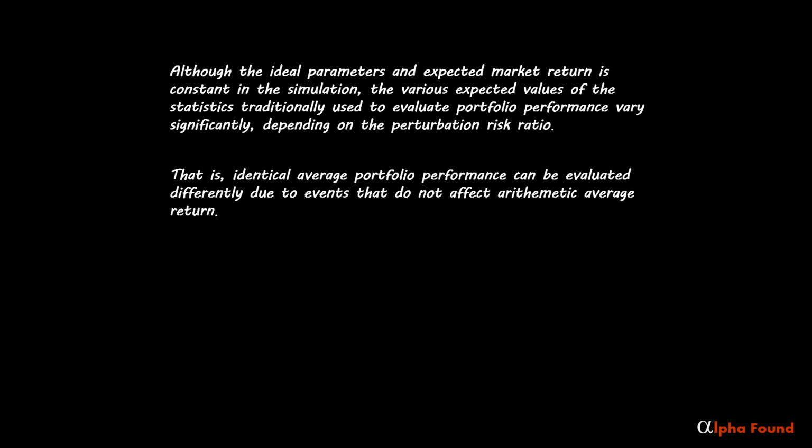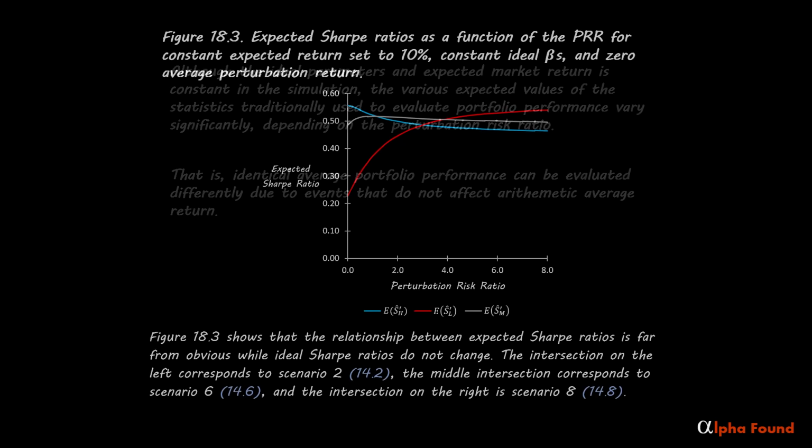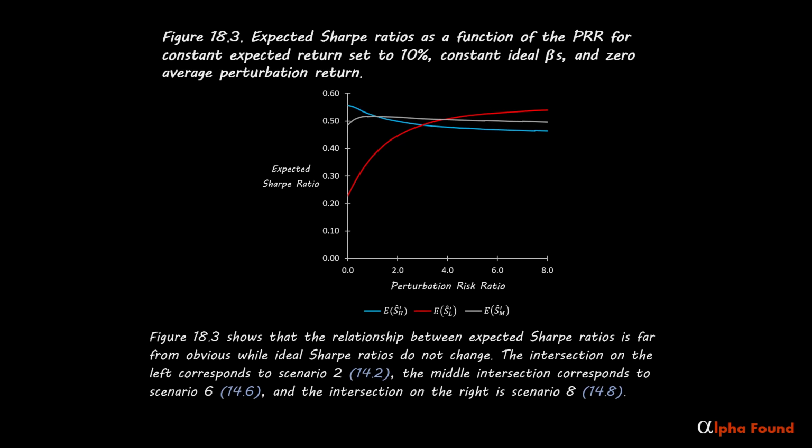To summarize, although the ideal parameters and expected market return are constant in the simulation, the various expected values of the statistics traditionally used to evaluate portfolio performance vary significantly depending on the perturbation risk ratio. That is, identical average portfolio performance can be evaluated differently due to events that do not affect arithmetic average return. The consequences of the perturbation risk model are now on display. If all someone wanted to know is what it means, these graphs tell us what it means, mostly.